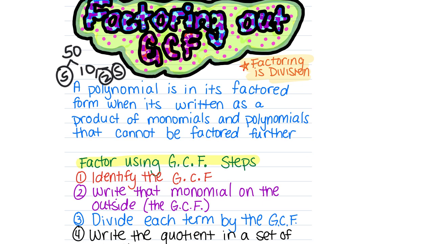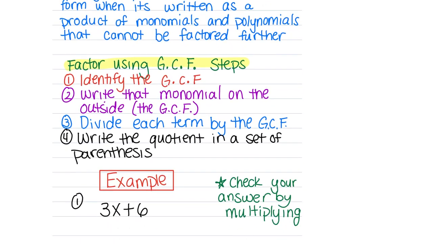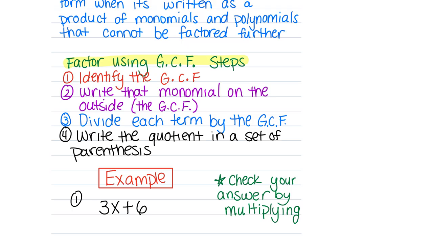Basically, when we're factoring a polynomial, we're also trying to break it down as much as possible. So we're basically breaking it down and dividing. What we're going to do is find the GCF like we did yesterday, and then divide the polynomial by whatever the GCF is. So you can see my steps say to identify the GCF. We did step 1 yesterday.